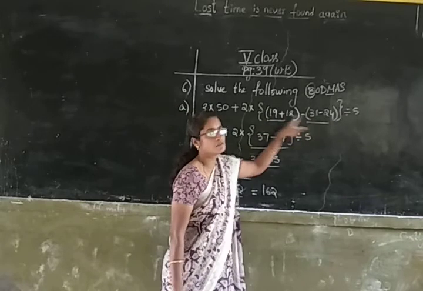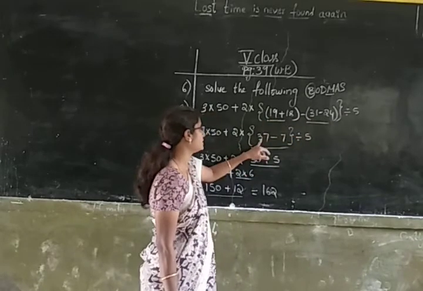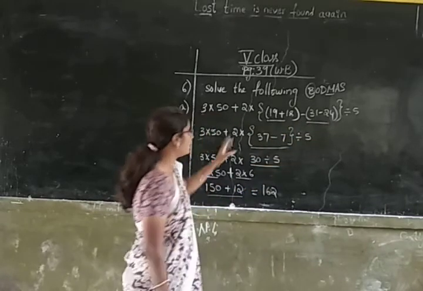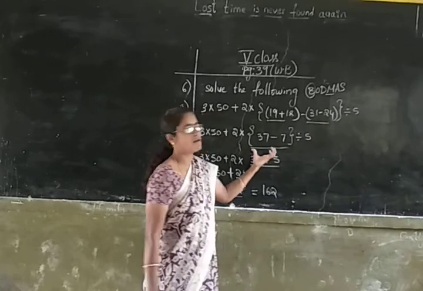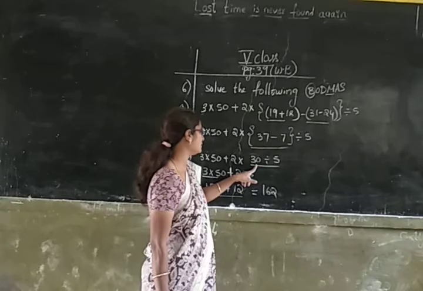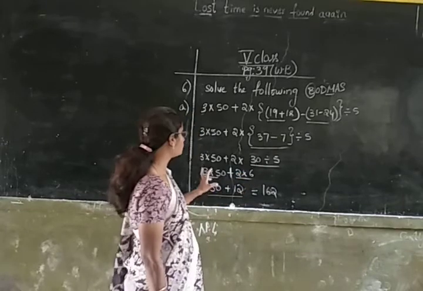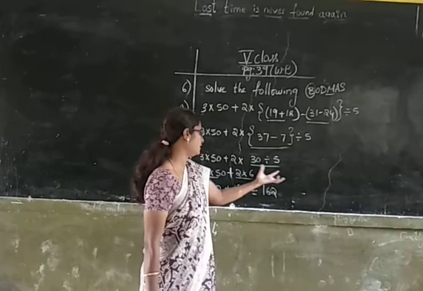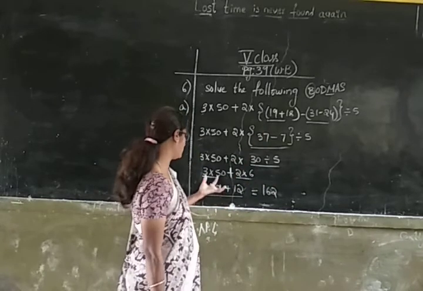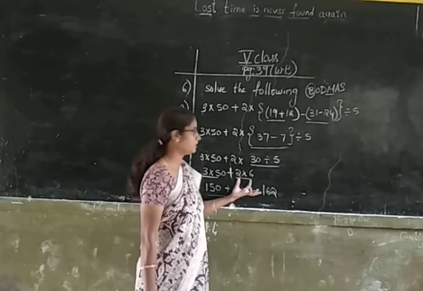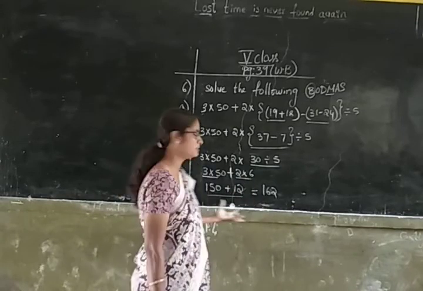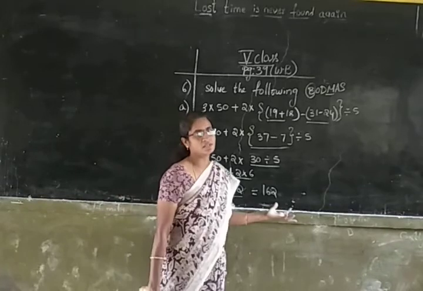So here first we have to solve the terms in the round brackets. There are two round brackets. So 19 plus 18 is 37. 31 minus 24 is 7. Okay children. After solving the terms in the round bracket, we have to solve the terms in the flower bracket. 37 minus 7 is 30. So after that we have to do the division. 30 divided by 5 is 6. After division we have to do the multiplication. 3 into 50 is 150. 2 into 6 is 12. So after that we have to do the addition. 150 plus 12 is 162.